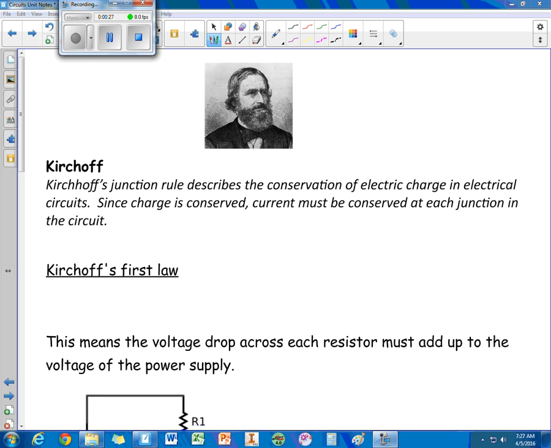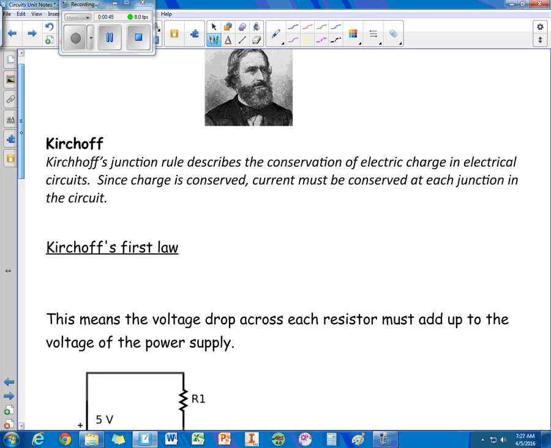And then with Kirchhoff, he created two rules or two laws, and they're junction rules, and they help describe the conservation of electrical charge in circuits. And since charge is conserved, the current must be conserved at each junction in the circuit as well. So, Kirchhoff's first law.